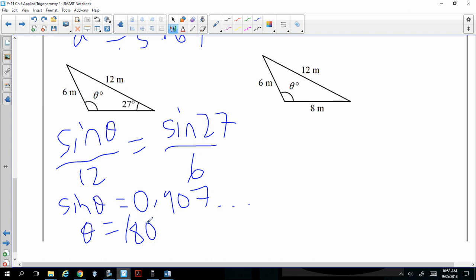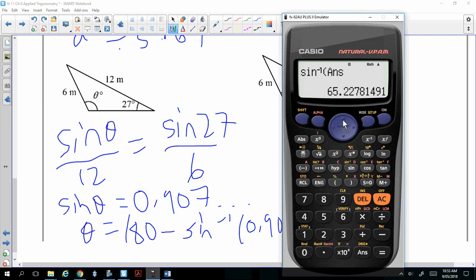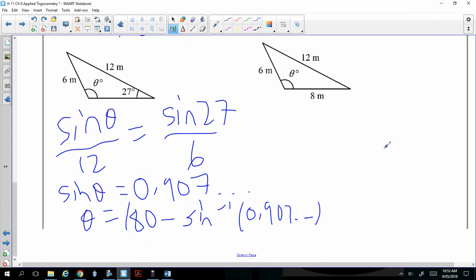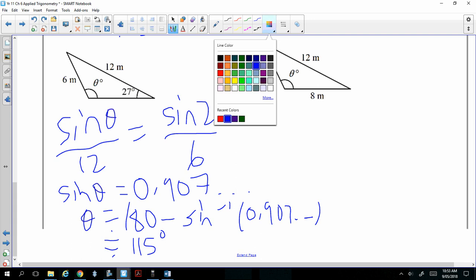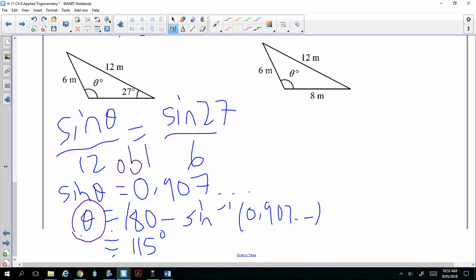Right, so what you should do is go up, press equal again, go back, 180 minus your answer, 114 degrees, or approximately 115 degrees. Okay, to the nearest degree. Right, so be careful, when it's obtuse, you have to do that extra step. Alright, what rule do we use for the next one?